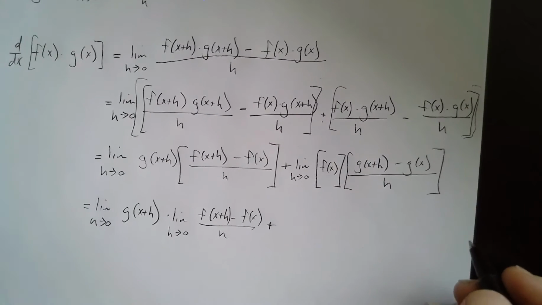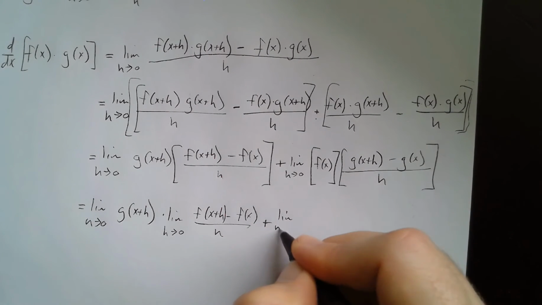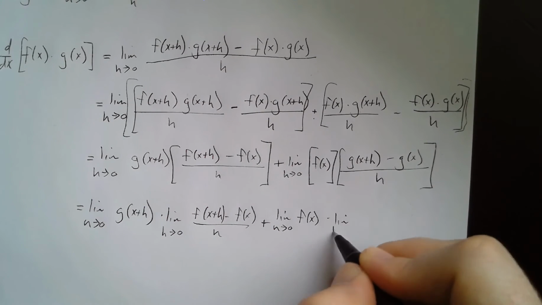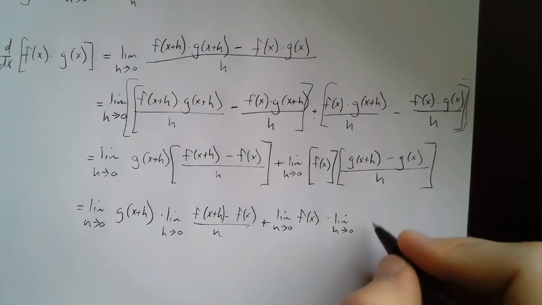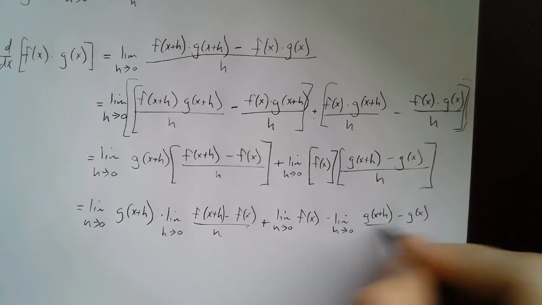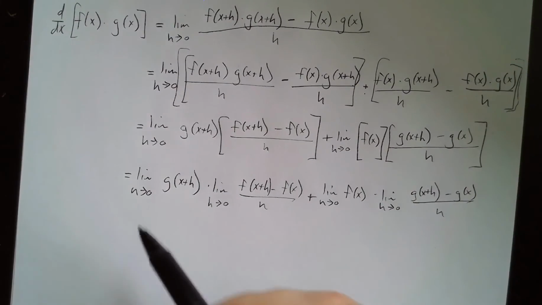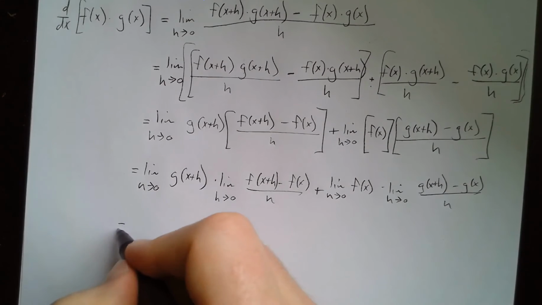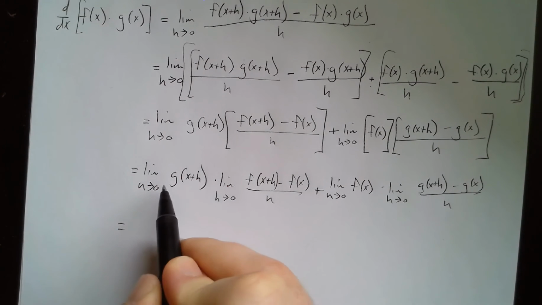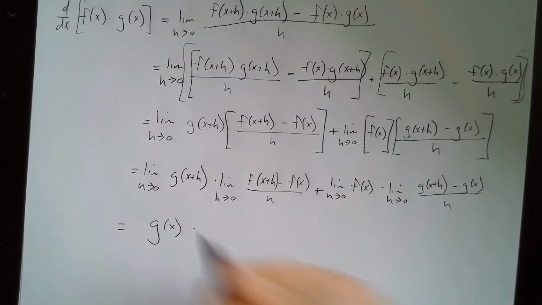I'm going to have that added to the limit of just f of x, so the limit as h goes to 0 of f of x, and then finally times the limit as h goes to 0 of this thing here, g of x plus h minus g of x, all divided by h. So now I can evaluate each of these four limits separately. The limit as h goes to 0 of this thing, well, this h just goes to 0, so it's just going to be g of x. So I have simply g of x times.